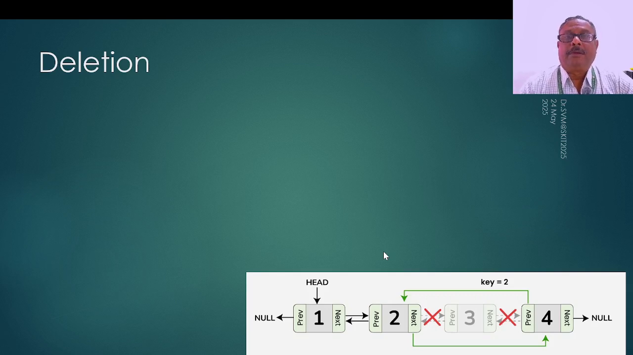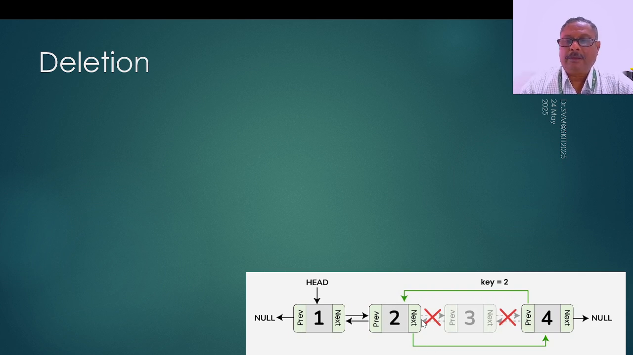Hi friends, now let's continue our discussion on deletion of a node from a doubly linked list. In the previous session we have seen how to delete the head node or a node prior to a node whose key is given. Now let us check how to delete a node after a node whose key is given to us.